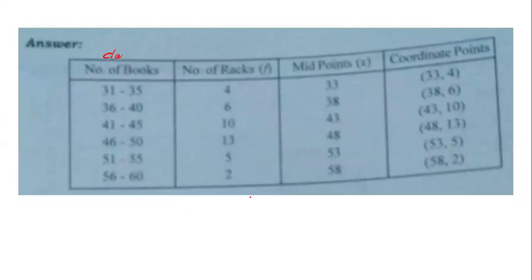And you have to add another column called midpoint. Midpoint can be computed how? 31 plus 35 divided by 2. 31 plus 35 is 66. 66 divided by 2 is 33. 36 and 40, how much? 76 now. 76 divided by 2 is 38.